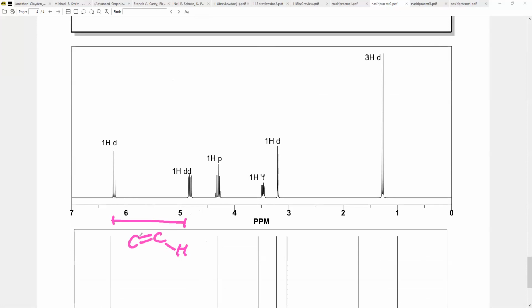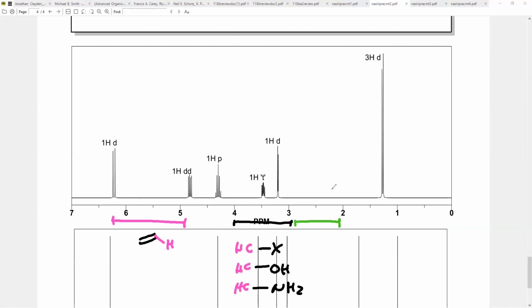So actually, let me do it this way. Yeah, there's like H's on an alkene, right? That's where we'll see them. From about 3 to 4, what you'll usually see around here is like halides next to oxygen, next to nitrogen, right? These CHs here. Okay. From 2 to 3. Oh, sorry. Let me use a different color here. So CH, CH, and CH.